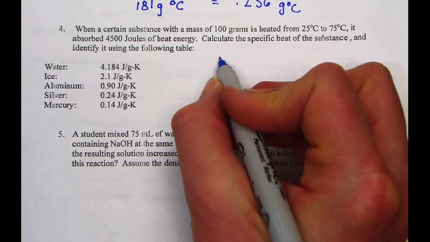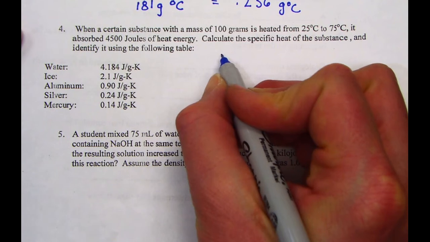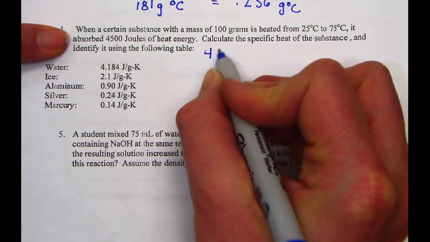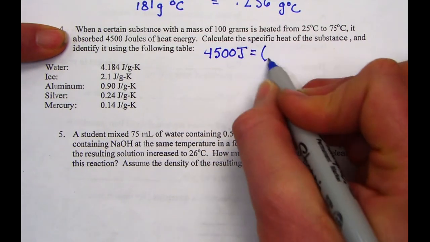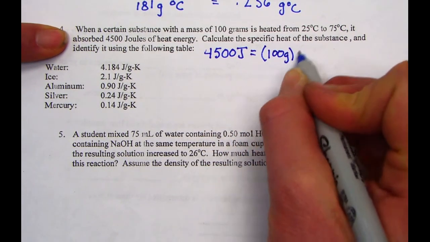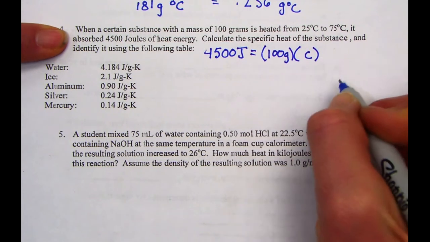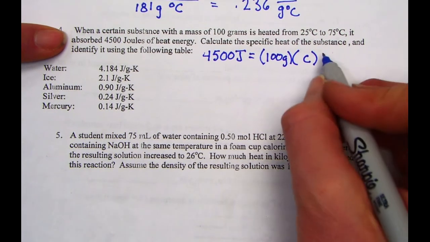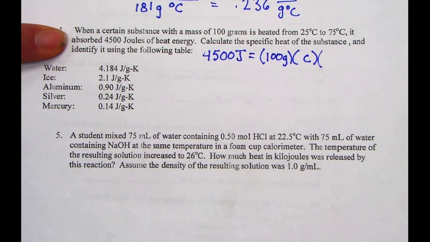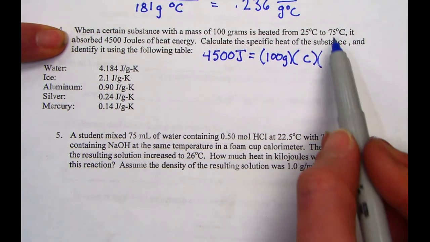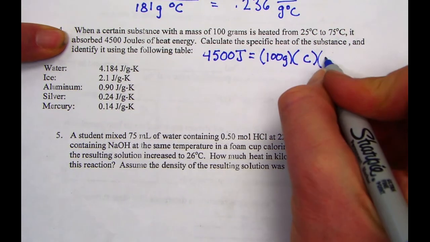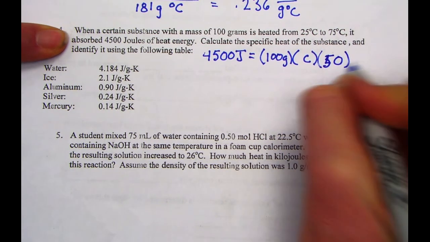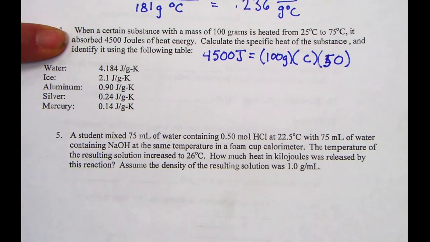Our formula shows Q is mc delta T. Q this time is given to us as 4,500 joules of energy. The mass of our object is 100 grams. Our target variable is C, the specific heat of this unknown object. And delta T will be the change in temperature, T2 minus T1. 75 and 25 shows us a temperature change of 50 degrees Celsius.